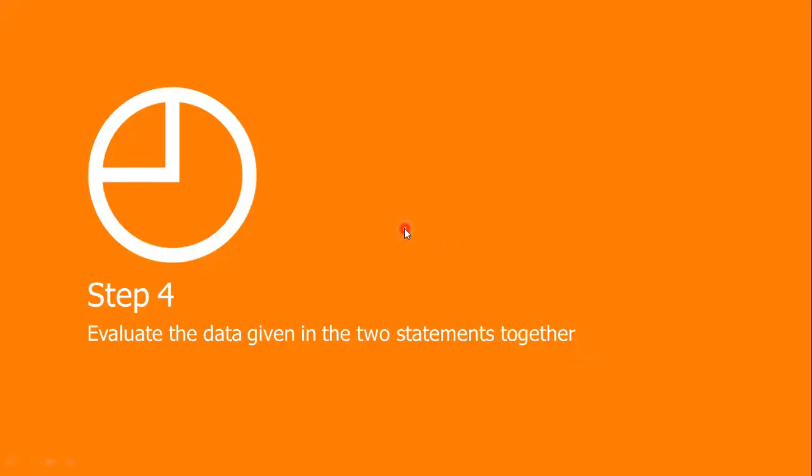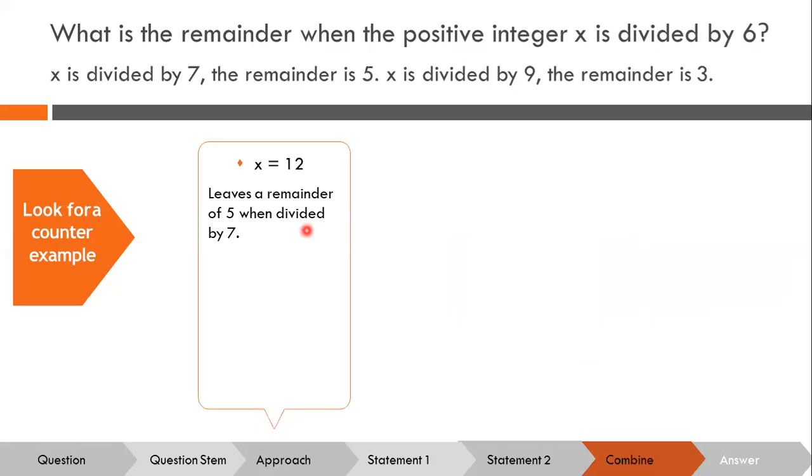Step 4 is evaluate the data given the two statements together. Now we'll put the two statements all together and then we'll have to find out that unique answer. Because if we are using the first statement all alone, we are not getting the unique answer. If we are taking the second statement, then once again we are not getting the unique remainder for that problem. Okay, let's see.